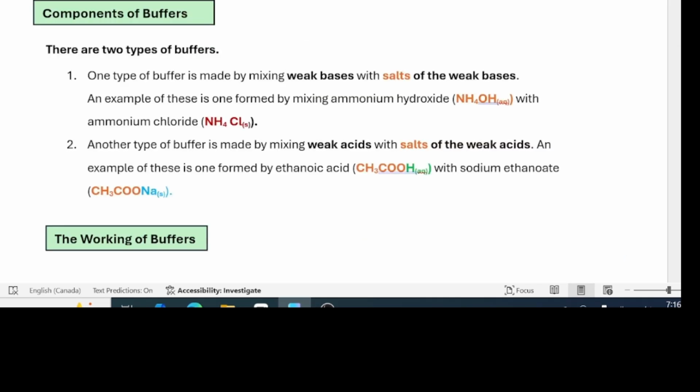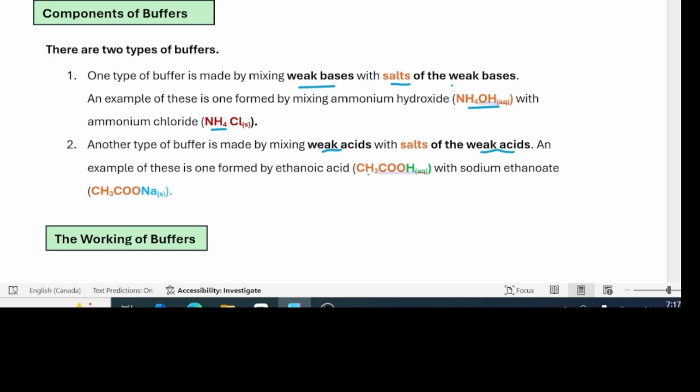Components of buffers. There are 2 types of buffers. One type is made by mixing weak bases with salts of these bases. For example, this type of buffer can be formed by mixing ammonium hydroxide with a salt of ammonium hydroxide, which is ammonium chloride. Another type of buffer is made by mixing weak acids with salts of weak acids.